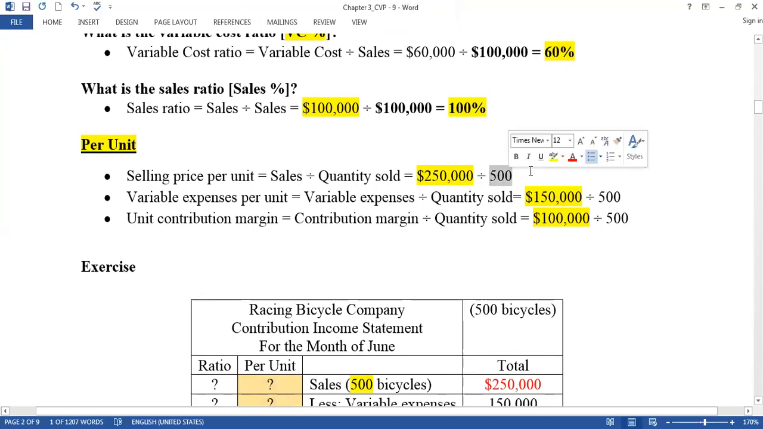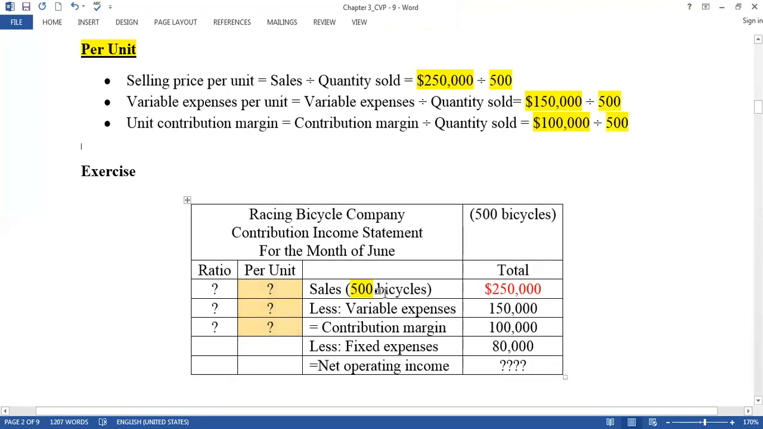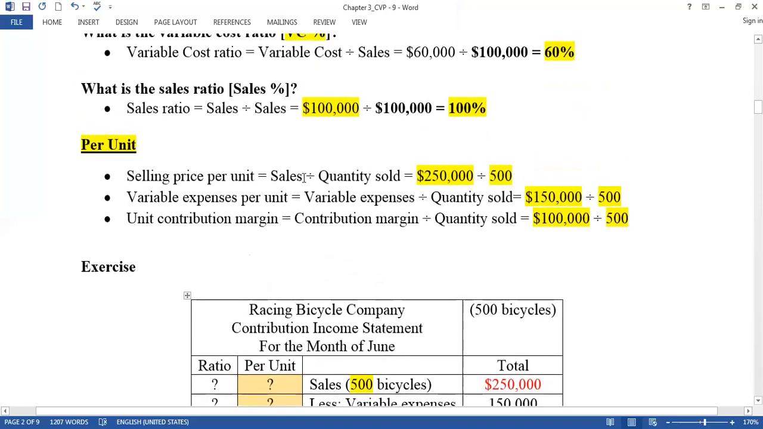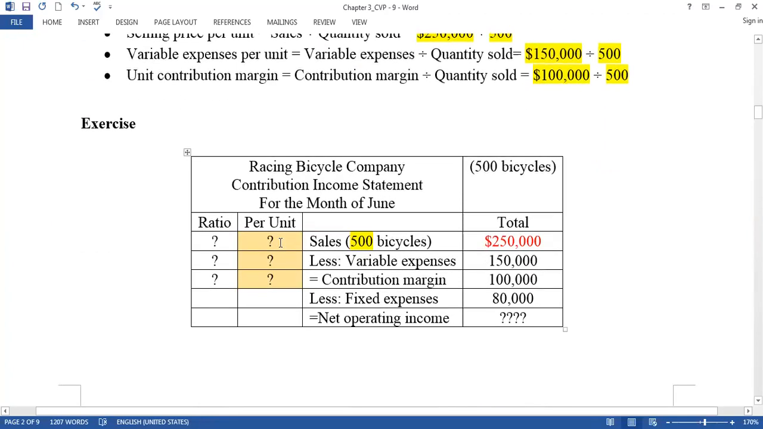Look, the quantity sold is common, right? Quantity sold 500 is fixed. Here, quantity sold is given as 500. Now the formula says that sales divided by quantity sold equals per unit sales. Variable cost divided by quantity sold, contribution margin divided by quantity sold. Then we can get these numbers. And I already told you how to calculate the percentage.